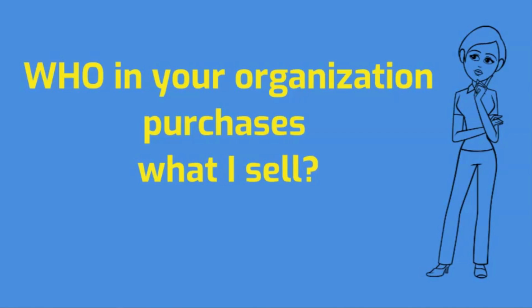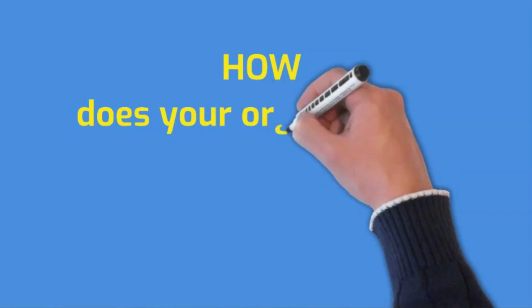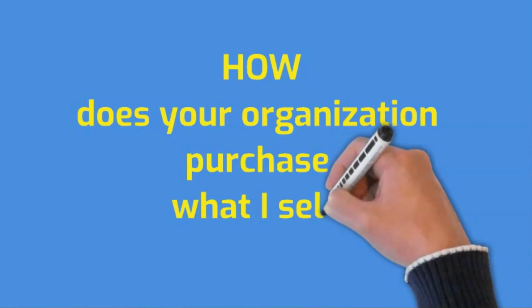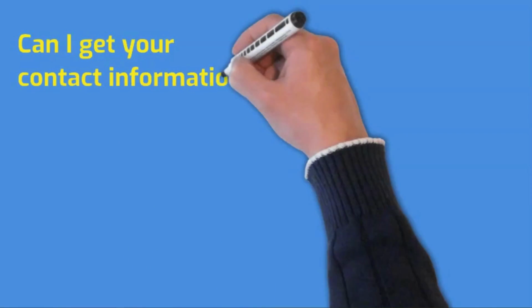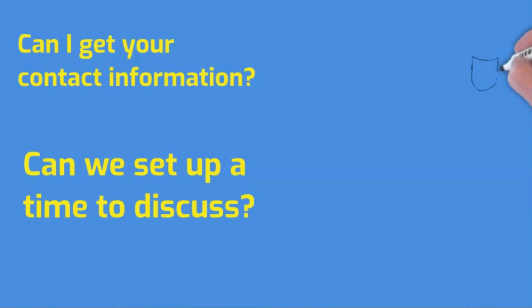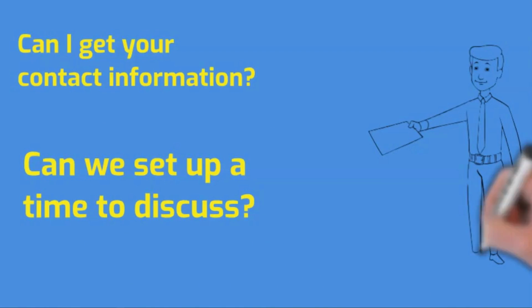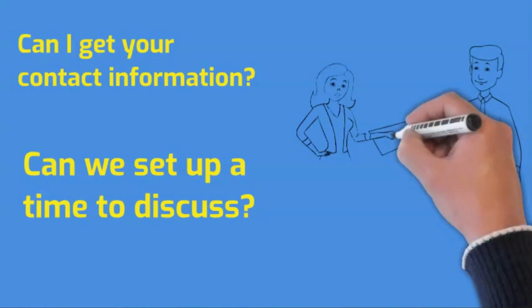First, if you're at a networking event, chances are you are not speaking with the correct person in their organization. So now that they know what you do, ask them, "Who in your organization purchases what I sell?" And then ask for that person's contact information. Also, remember that agencies purchase different things differently. So it's a good idea to ask them how they purchase what you sell. Also ask, "Can I get your contact information and follow up to send you information about our business?" And of course, you can ask for a meeting. "Can we set up a time to discuss this further?"